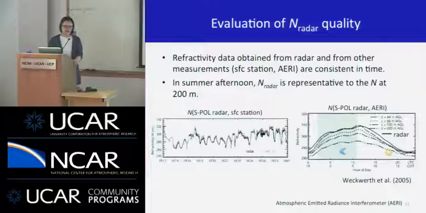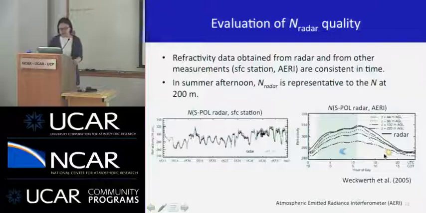So many works have been done to compare with other observations. For example, during the IHOP experiment, the ESPO radar refractivity was compared with the surface stations. ESPO is the solid line. So in time, it shows very consistent variations. So the result seems promising. And this is compared with the ARRI profiles. So the thick line is the refractivity, and the dashed line shows the refractivity at different levels near the surface.